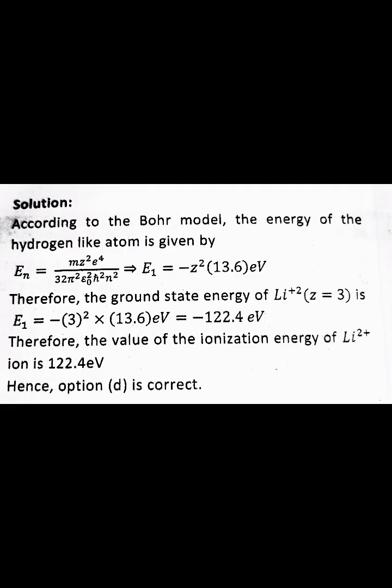For lithium, Z is equal to 3. Therefore, E1 is equal to minus 3 square into 13.6 eV, and this is equal to minus 122.4 electron volt. Therefore, the value of the ionization energy of Li2+ is 122.4 electron volt. So the answer is option D.